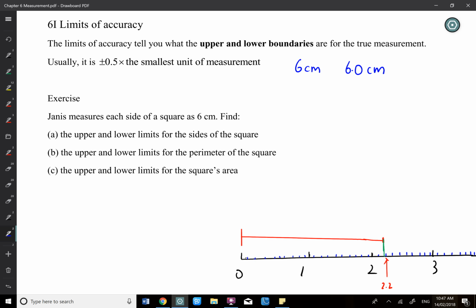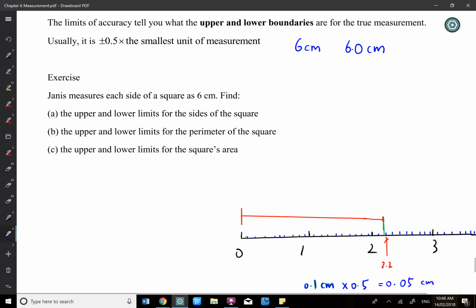Okay, that's a ruler, for example. You have the 0.1 centimeter and you read that it's 6 something, but it doesn't reach 0.1 yet and is not less than 5.9 as well. So your limits of accuracy give you 1 more decimal place compared to that one. It's a more accurate measurement.